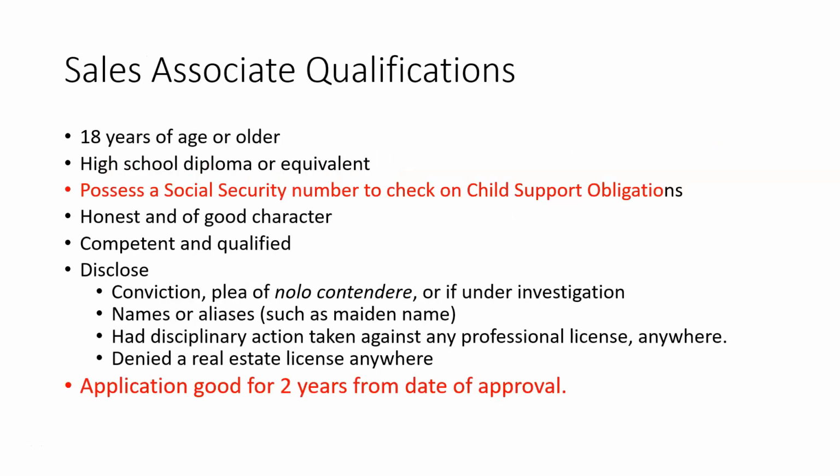You have to be 18 years or older to put in your application, have a high school diploma or equivalent, and have a social security number to check on your child support obligations. Be honest, competent, and disclose, once again, any convictions and so forth, any other names that you've had, such as a maiden name, any disciplinary action taken against you for any professional license anywhere, and also if you have been denied a real estate license anywhere. The application you put in is good for 2 years from the date of approval. You can take the state exam.